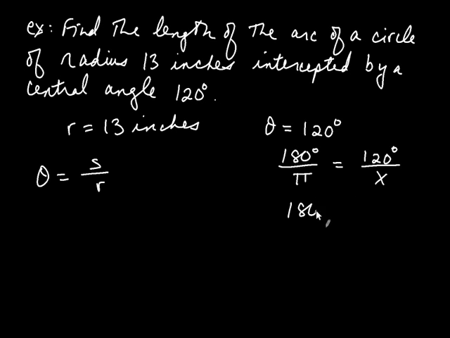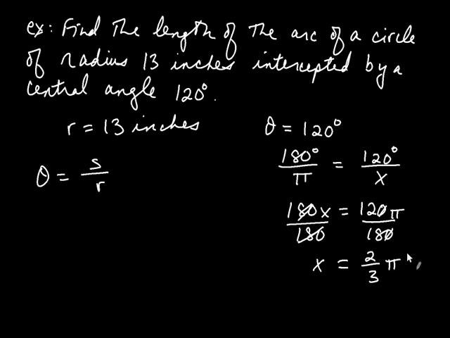So it's going to be 180x is equal to 120 times pi. Divide both sides now by 180. And let's see, we get x is equal to, well, the zeros cancel and we get 2/3 pi. Now what that means is that 120 degrees is the same angle as an angle that's 2/3 pi radians. And that's important because then we can take that 2/3 pi and replace theta with it. So let's do that. So the angle theta in radians is 2/3 pi.